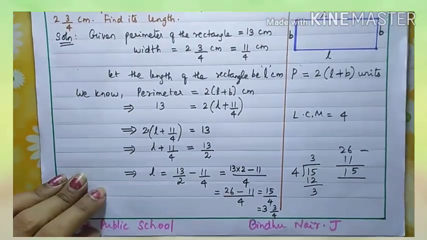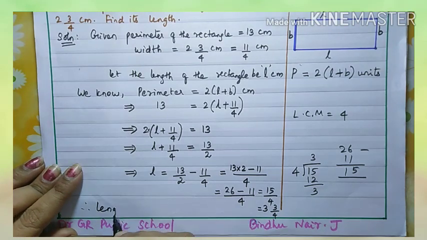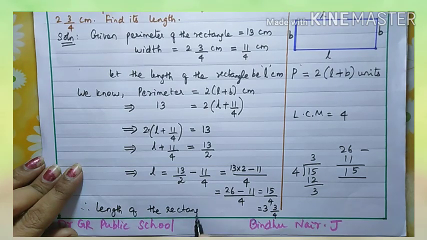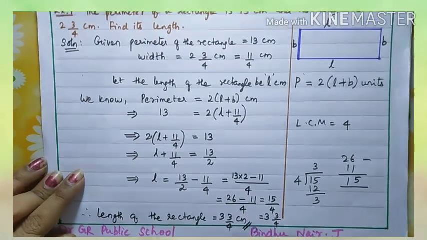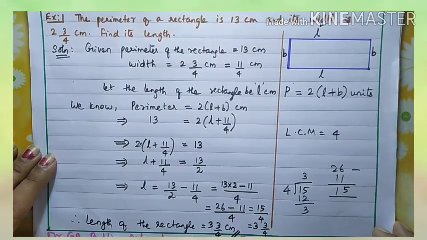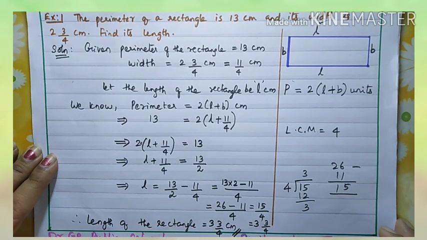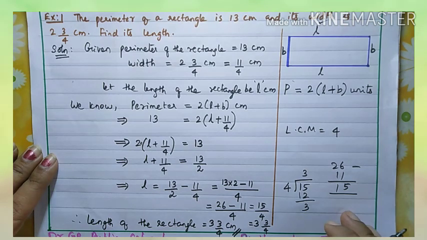So how to write the conclusion, children? It is asked length, no? So therefore length of the rectangle equals 3 3 by 4 centimeters. Okay, understood all of you? So using this linear equation application, we are finding the solution of this problem. Likewise, we are going to do some problems today. So all of you listen carefully and find the answer. Okay?